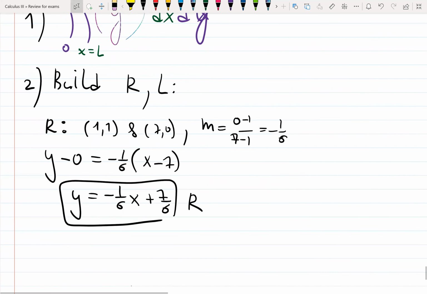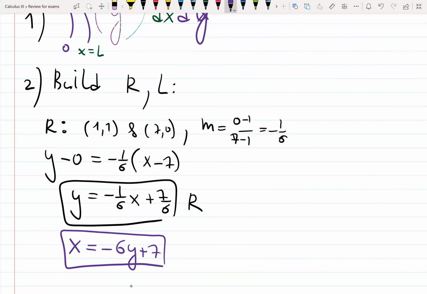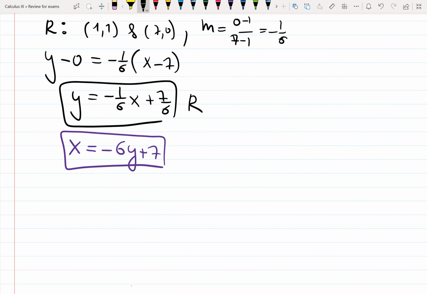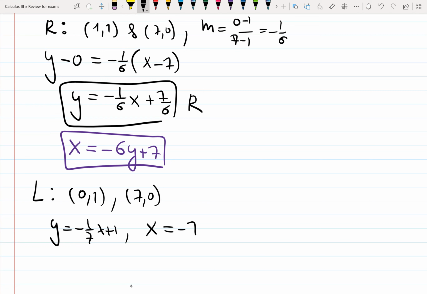Unfortunately, we don't need it in the form of y equals. Luckily, we know how to solve for x. That's why we took pre-calculus class. X is minus 6y plus 7, because if you remember, dx means x equals should be for each side of the limits of integration. Left one goes through the points 0, 1 and 7, 0. And then you do the same thing. This will be y equals minus 1/7 x plus 1. Rewrite it. X equals minus 7y plus 7. Put it in the box.